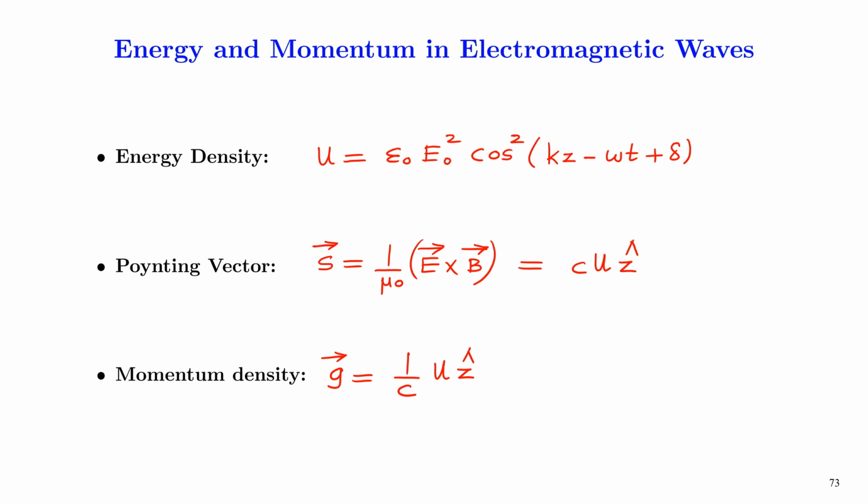So in the discussion we have introduced three new entities: the energy density, which is defined to be u equal to epsilon 0 E0 squared cos squared (kz minus omega t plus delta); the Poynting vector S, which is 1 over mu 0 E cross B, and which is again equal to c u z hat; and the momentum density g, which is equal to 1 over c u z hat. And we see that in all these expressions, there is this fluctuating cosine term. So S and g have this fluctuating cosine term through the presence of u.